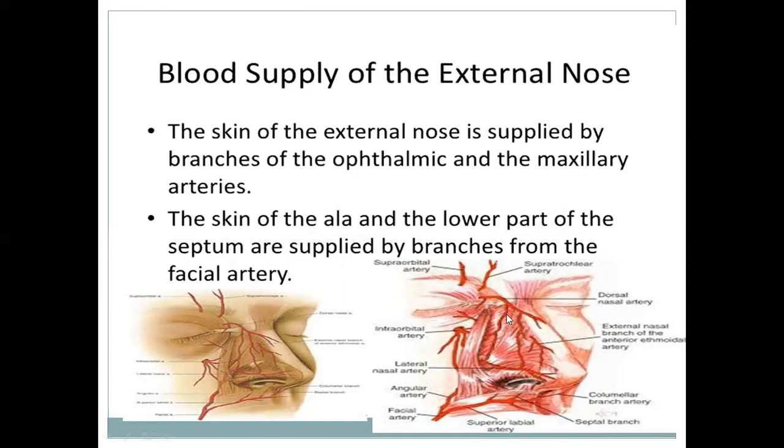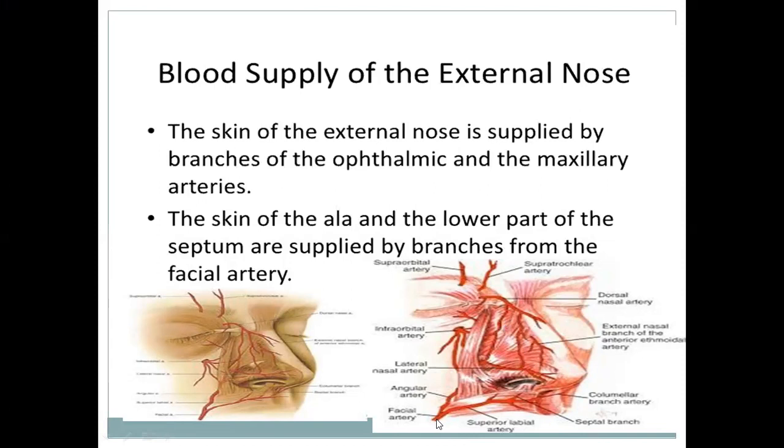This is the dorsal nasal artery, which is also a branch of the ophthalmic artery. This is the infraorbital artery, which is a branch of the maxillary artery and supplies the external nose. And the skin of the ala and the lower part of the septum are supplied by the branches of the facial artery.